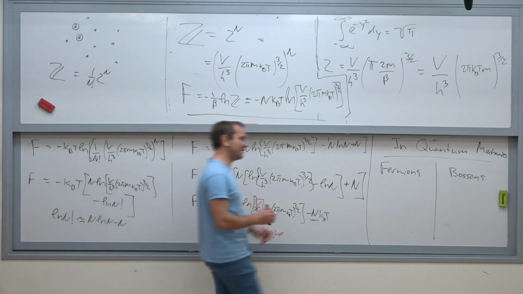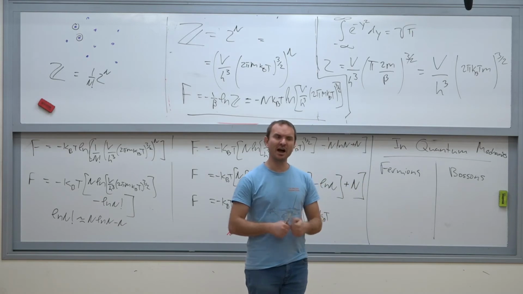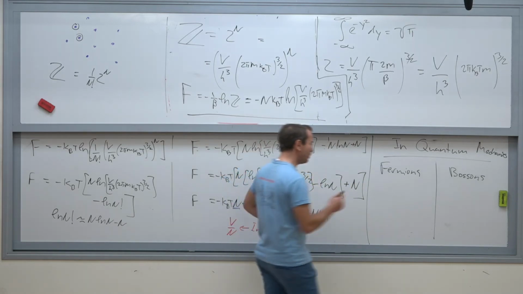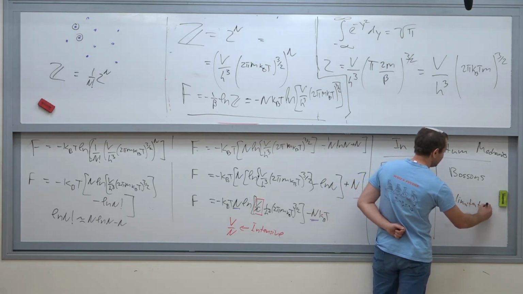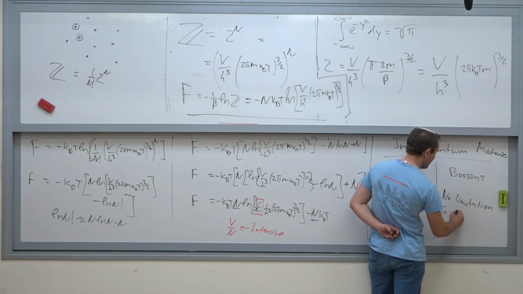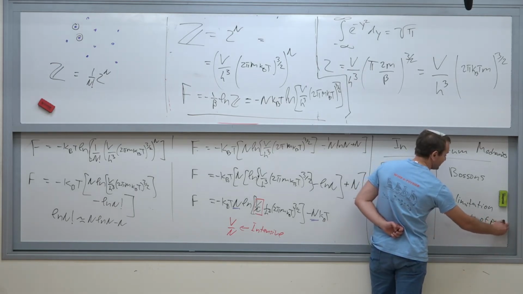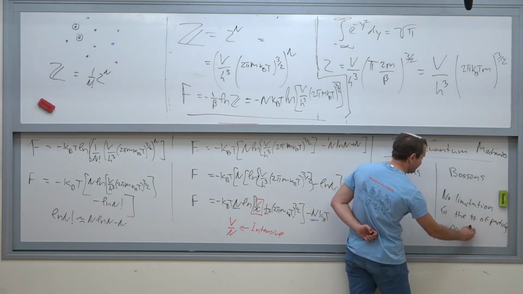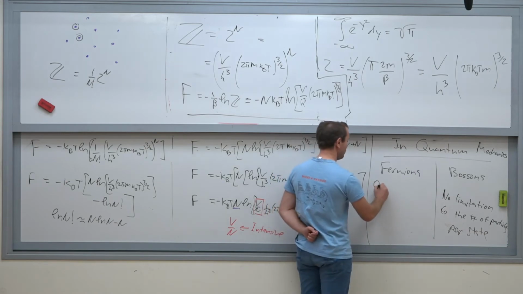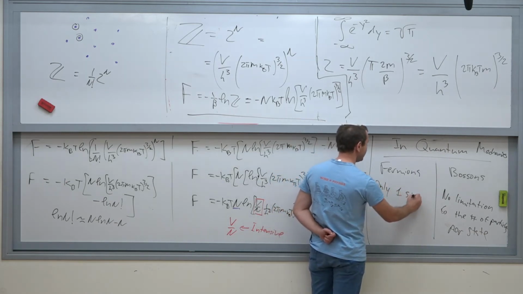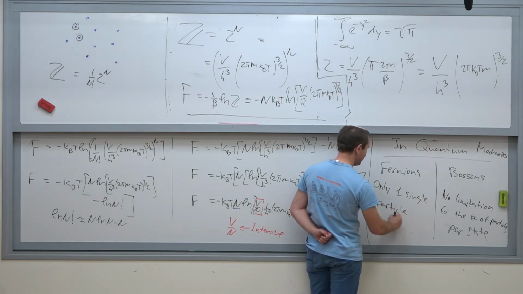So in quantum mechanics, there are limitations of how particles are counted, how different states are counted. Because in bosons, no limitation for the number of particles per state. For the fermions, only one single particle per state.